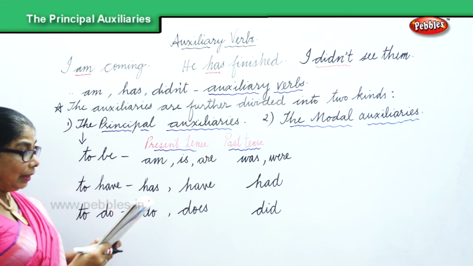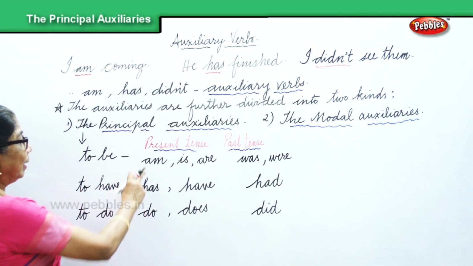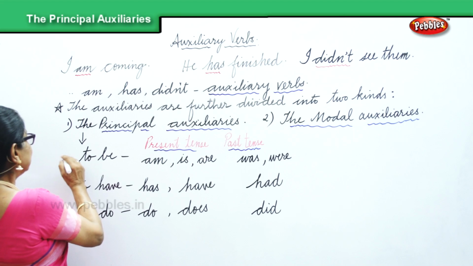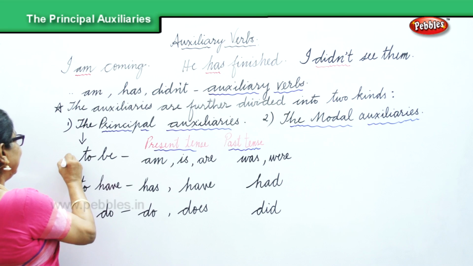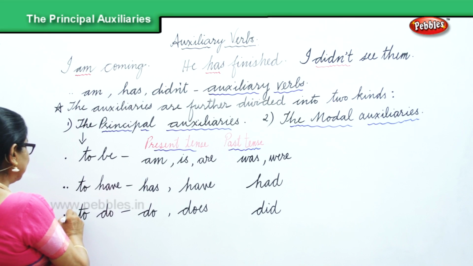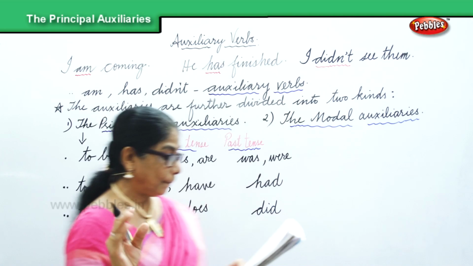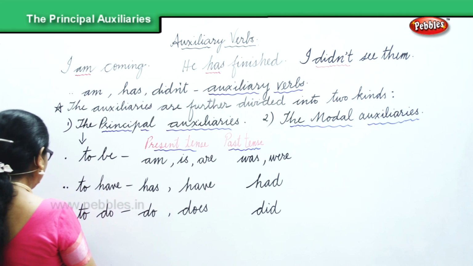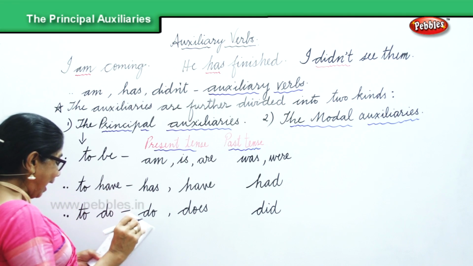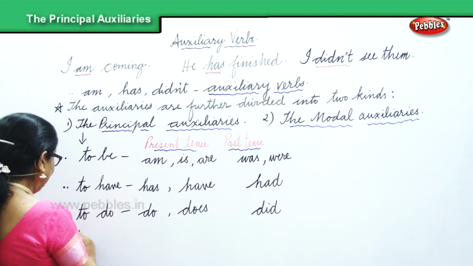Now let's look at the first one. To be: am. To be, you have three types of verb we're going to look at. Now let's look at the first one. You have am. When you say am, I am.